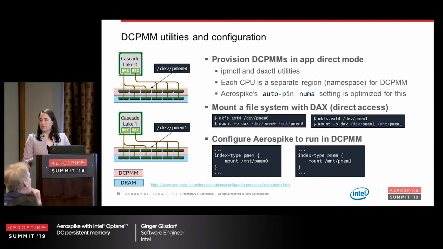There's really 1 or 2 lines that you need to add into your configuration file. Tell it, I want my index in persistent memory. Here's my mount point for instance 0. Here's my mount point for instance 1. Aerospike does the work underneath to determine which memory maps to which instance. So really, truthfully, that's as simple as it is to get started.